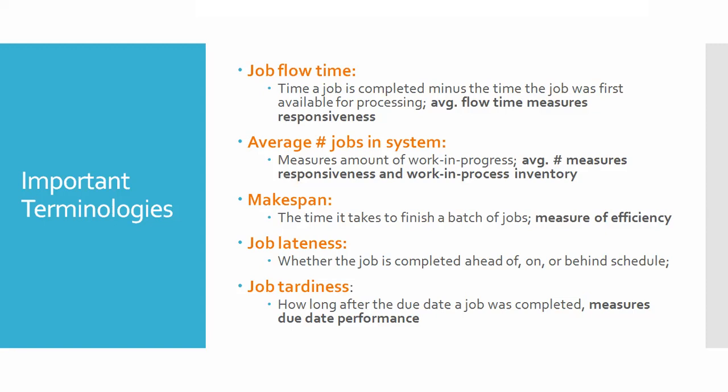Makespan is the time it takes to finish a batch of jobs. That is the measure of efficiency. So whatever time it takes to finish the jobs, that is called the makespan. Job lateness: whether the job is completed ahead of or behind the schedule. When the job is completed ahead of or behind schedule, that is called the job lateness.